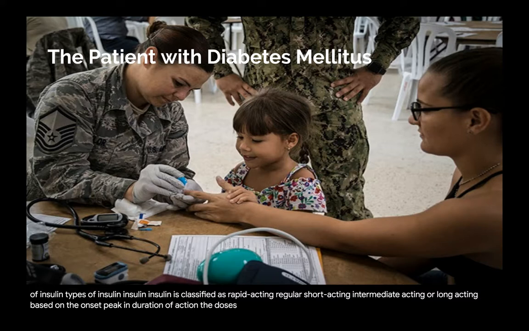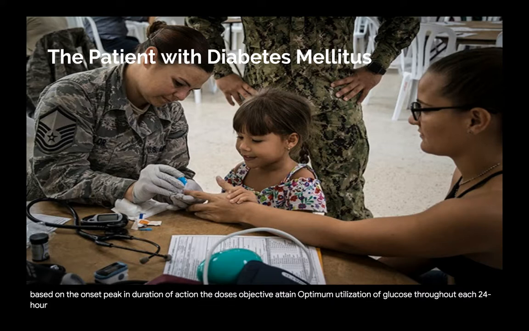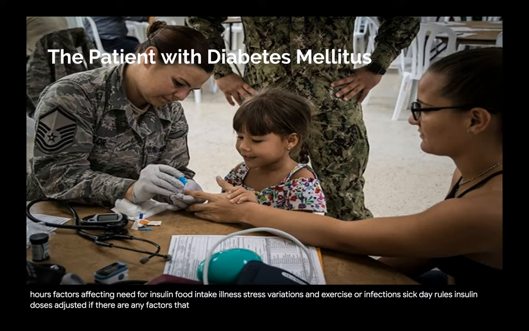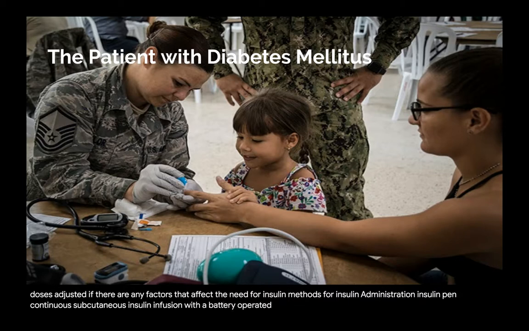The doses. Objective: attain optimum utilization of glucose throughout each 24 hours. Factors affecting need for insulin: food intake, illness, stress, variations in exercise, or infections. Sick day rules. Insulin dose is adjusted if there are any factors that affect the need for insulin. Methods for insulin administration: subcutaneous injection with syringe, insulin pen, continuous subcutaneous insulin infusion with a battery-operated insulin pump, inhalable insulin.